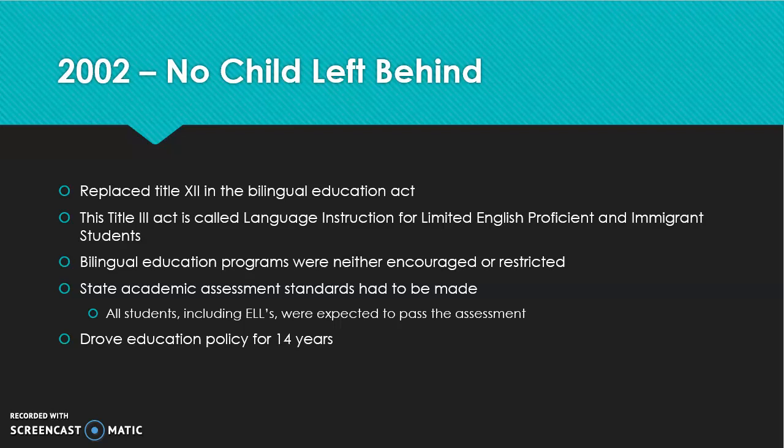No Child Left Behind drove education policy for 14 years, but because of the focus on high-stakes testing, many teachers would only teach the test, and bilingual education programs were unfortunately discouraged.